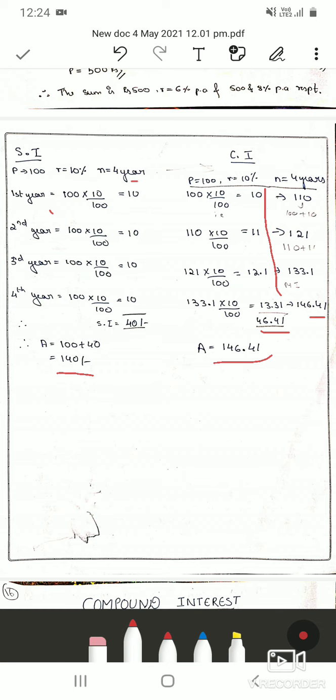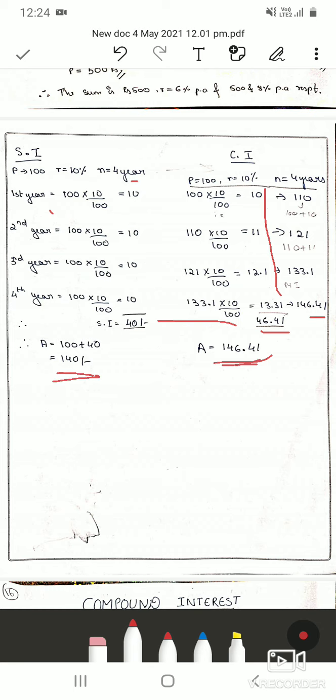Now you can see the difference between simple interest and compound interest. Obviously you are paying more interest in the case of compound interest. The difference is 6.41 rupees. If you are calculating in terms of lakhs or crores or even thousands, it is 6,410. It is obviously a huge amount. So that is why many of them prefer compound interest over simple interest.